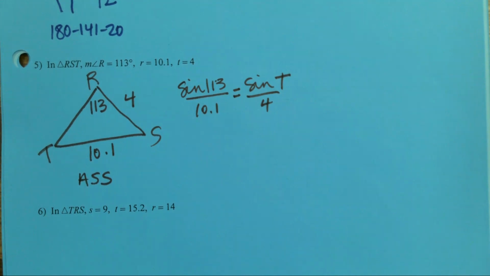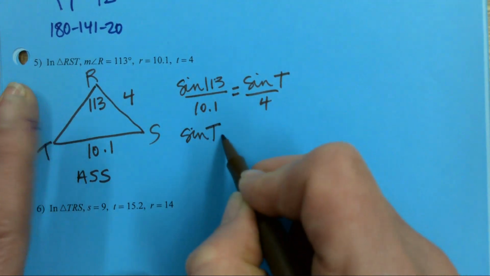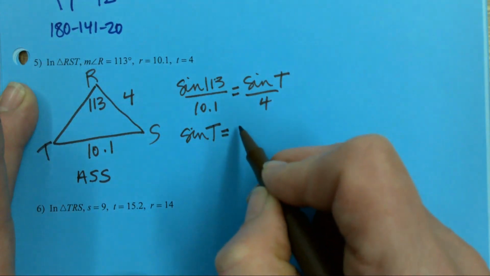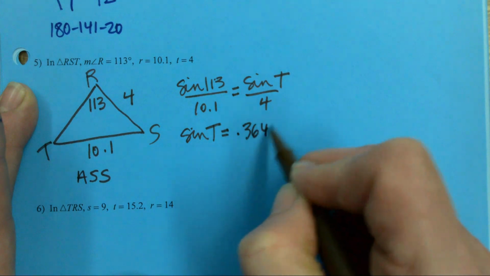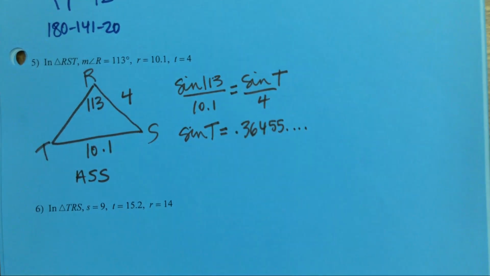Are we getting pretty smooth with the law of sines, plugging it in? Yeah, it's not too tough. So I got the sine of T to be 0.36455, and more digits. There's more. And I'll do the sine inverse.